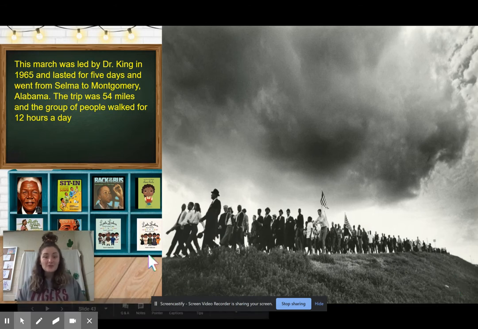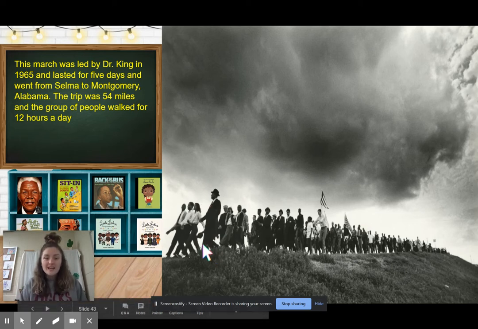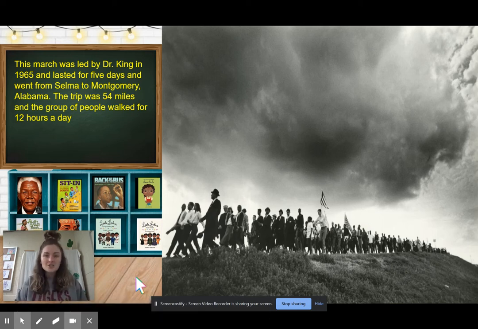So this picture, are you ready for this knowledge? This is so cool. This was a march led by Dr. King in 1965. And this march, are you ready for this, Smarties? It lasted for 5 days. 5 days. They marched for 5 days. And it went from Selma, Alabama to Montgomery, Alabama. This was a state where segregation was really prominent. That means that there were a lot of places that were segregated in the state of Alabama. So people were peacefully marching to protest against segregation.